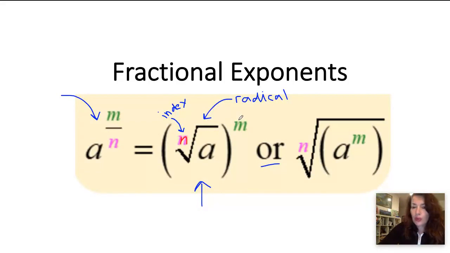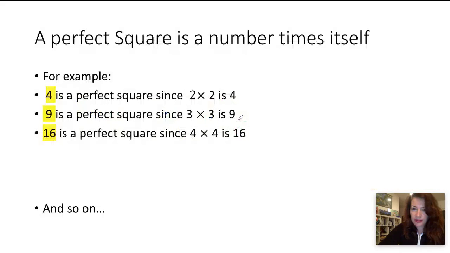All right, so before we understand fractional exponents, it's important to understand perfect squares, perfect cubes, perfect fourths, and fifths, and so on. So let's go ahead and take a look at that. We all know that a perfect square is a number times itself. So for example, 4 is a perfect square since 2 times 2 is 4. And of course, we can also write it as 2 squared. 9 is a perfect square since 3 times 3 is 9. And we can write that as 3 squared. And 16 is a perfect square since 4 times 4 is 16. And we can write that as 4 squared. And I can go on and on and on.